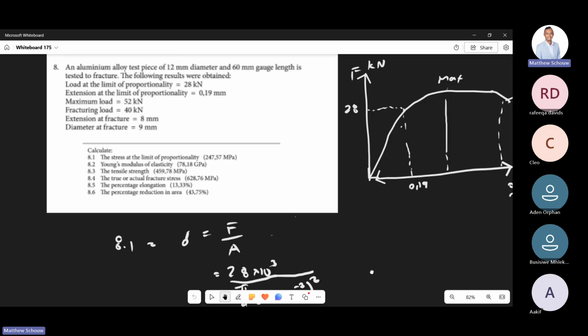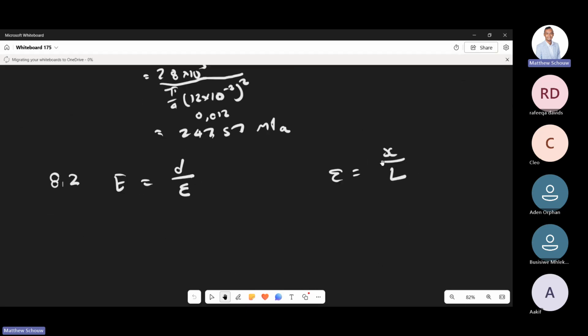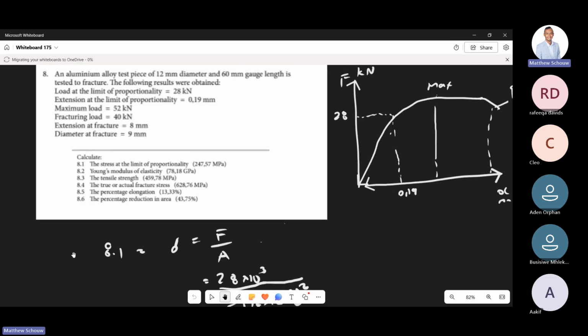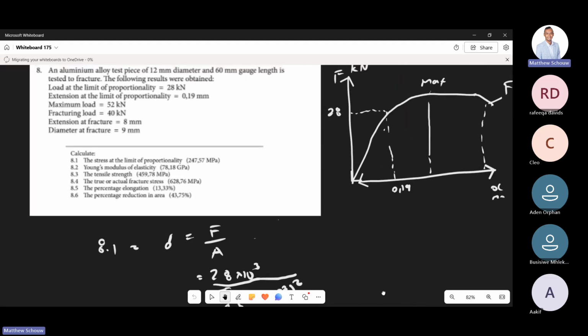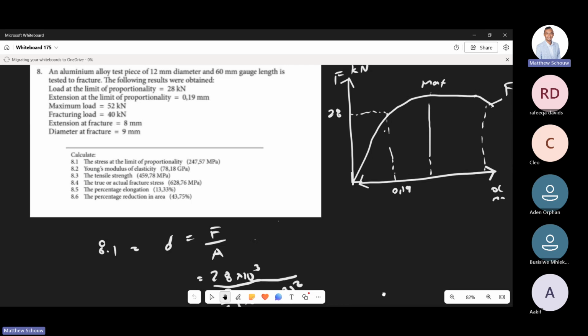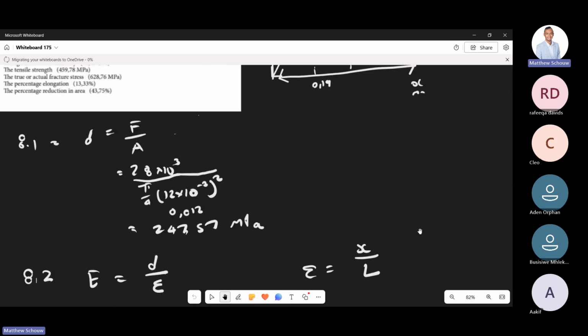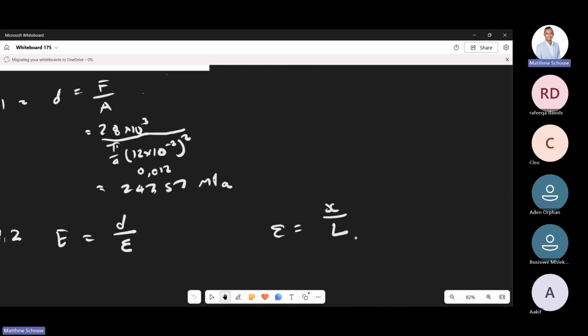So fortunately for us, I come back over here. We have calculated the stress already. All we need to do is calculate the strain. And the value you want to take is the extension, the 0.19, and you want to divide it by the original length over there. You see there? So that's 60 mm. You can either keep it in millimeters or you can put it in meters.